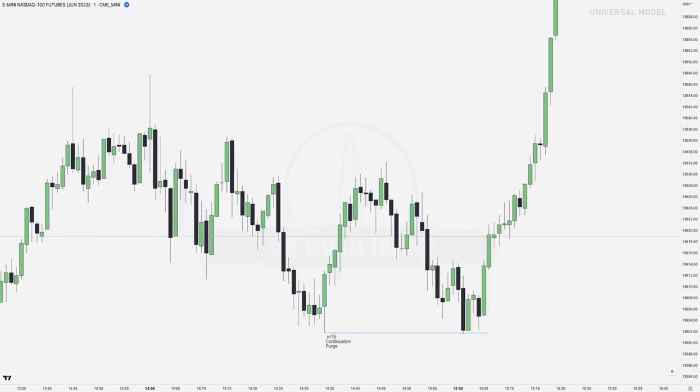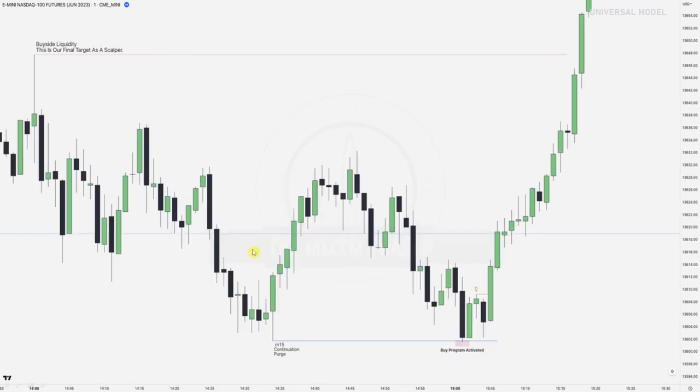Right, we got a 1-minute time frame right now. We waited for that 15-minute continuation purge, which happened over here, and you can see it a little bit better now because we're in the 1-minute time frame. Buy side liquidity, our final target as a scalper, right? We're not holding for the whole day. We want to go in and out with our market maker models. So market maker buy model has formed after we create this low. We purge that sell side liquidity and thus going into that buy program.